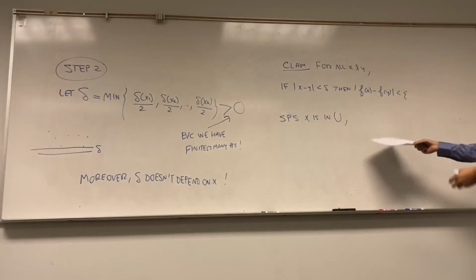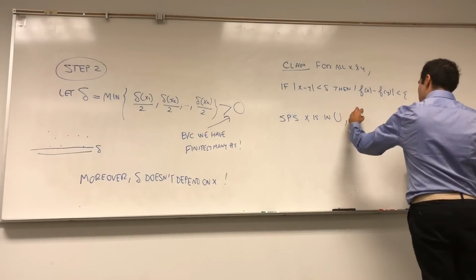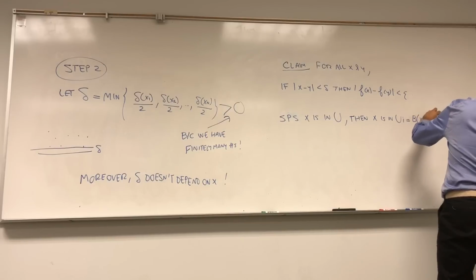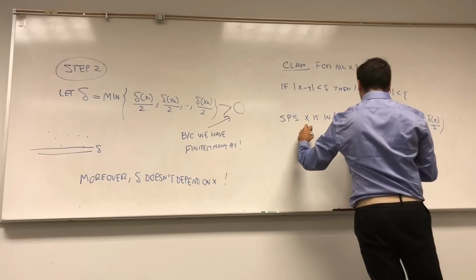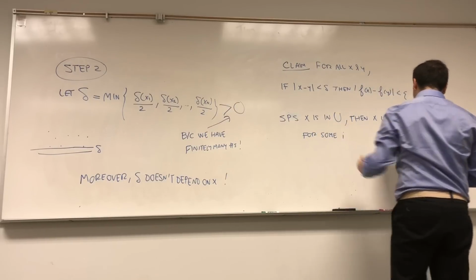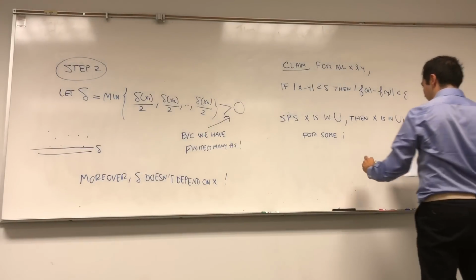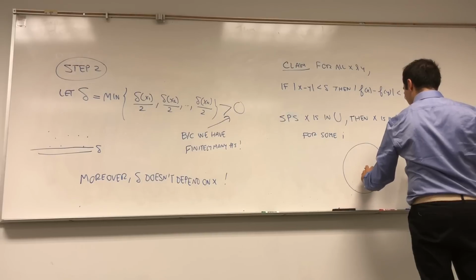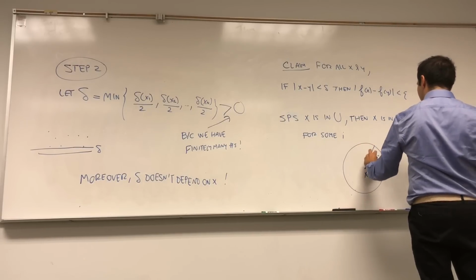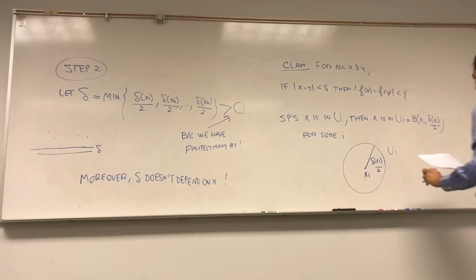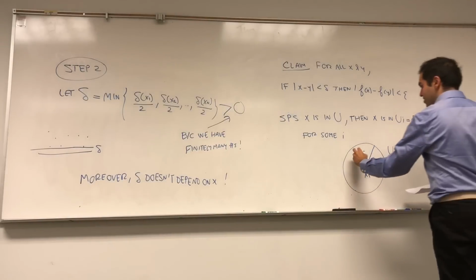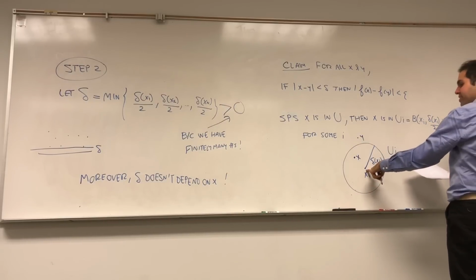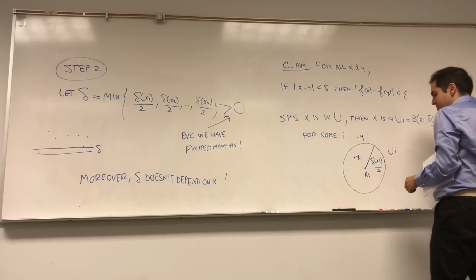Then, of course, x must be in one of those covers. So then x is in U_i, which is again B(x_i, delta_{x_i}/2) for some i. I'm claiming the following: this is U_i, and this is x, the ball with center x_i and radius delta_{x_i}/2. I'm claiming if y is close enough to x, then y is also in the same ball but of larger radius. So maybe it's in there.